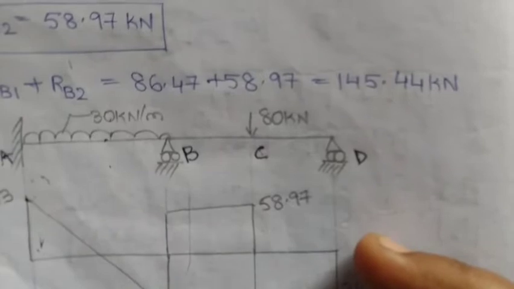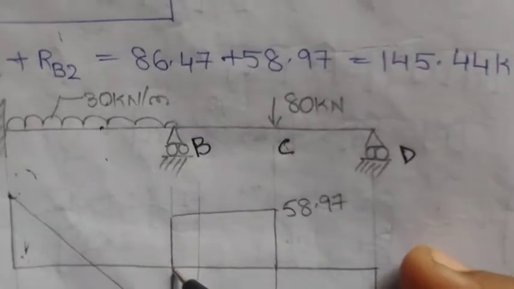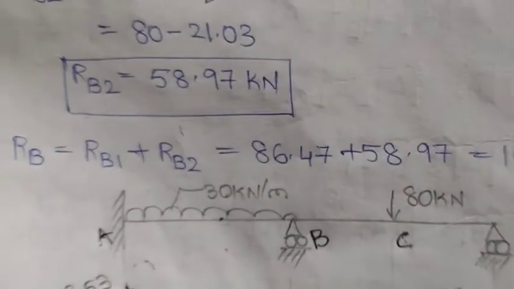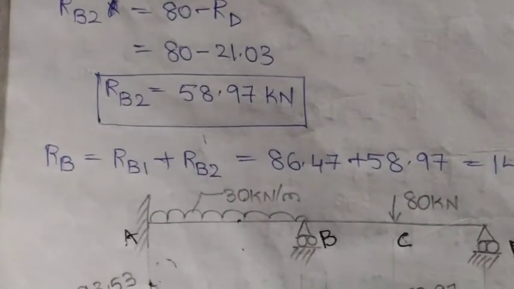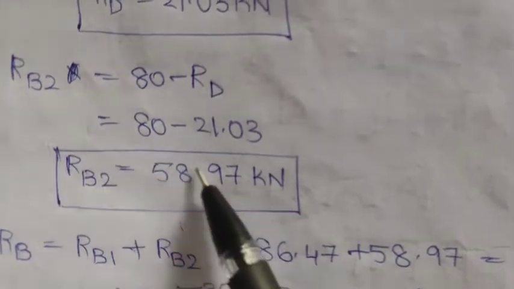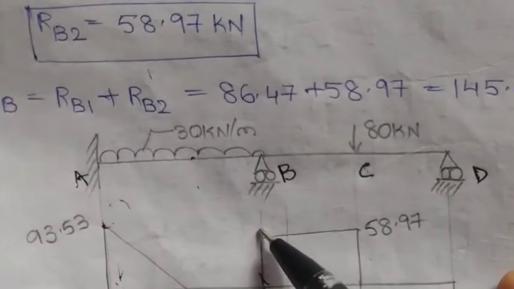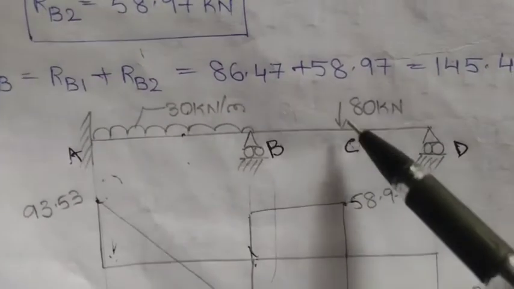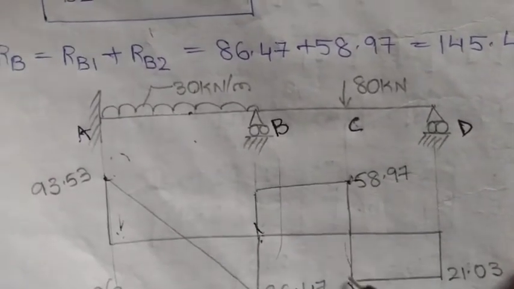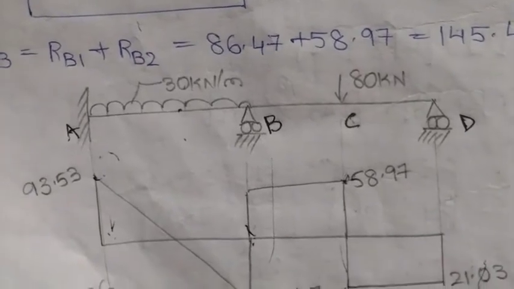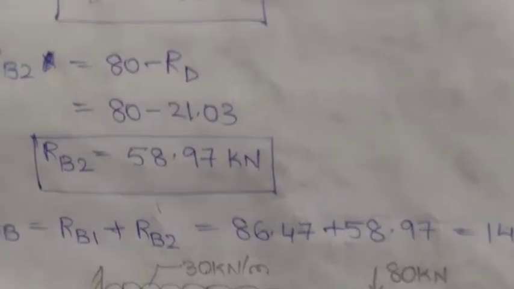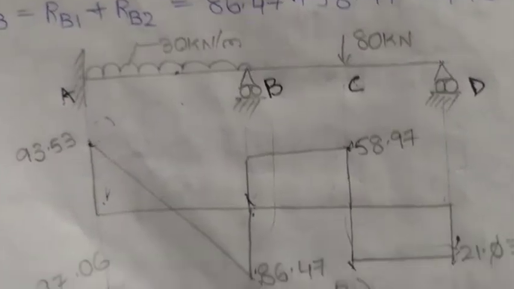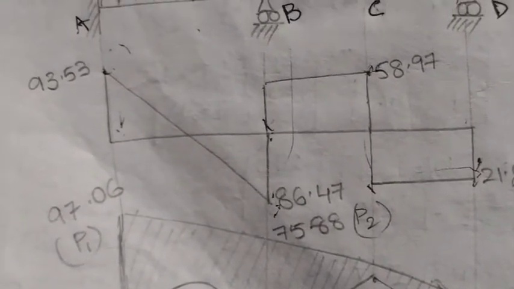From here, it would go to 86.47. Okay, so RB2 again 58.97, it will go a bit upward. From here to here we have no loads, it will be stable, and again it will go downward. 80 downward means 21.03. It would be constant, and at RD we have 21.03. Again it will go upward. So this is the shear force diagram, and this is the bending moment diagram.